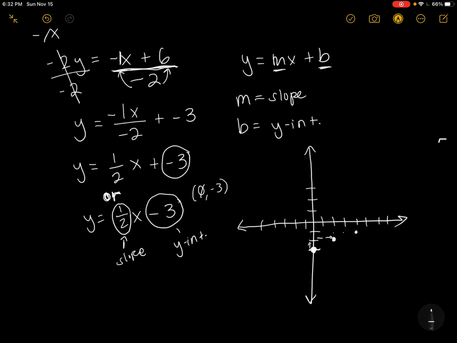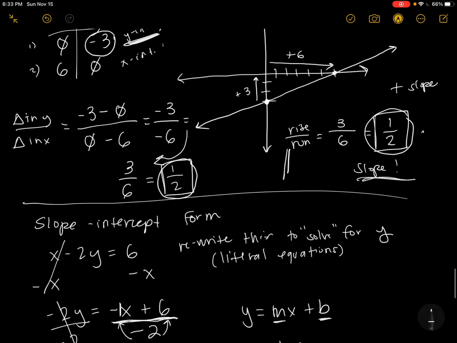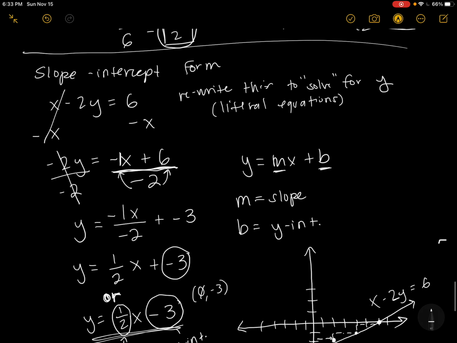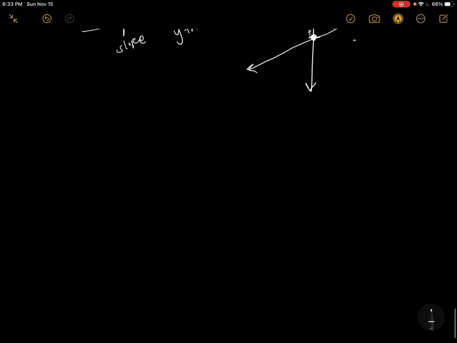And you can actually keep going if you want. You go up 1, to the right 2, up 1, to the right 2, and I've graphed my line. So this is the original equation that they gave us, but I used the slope-intercept form to graph it. Okay, and does it look the same as the graph here? It does. Okay, so let's do another one. Let's say it's already given to you.